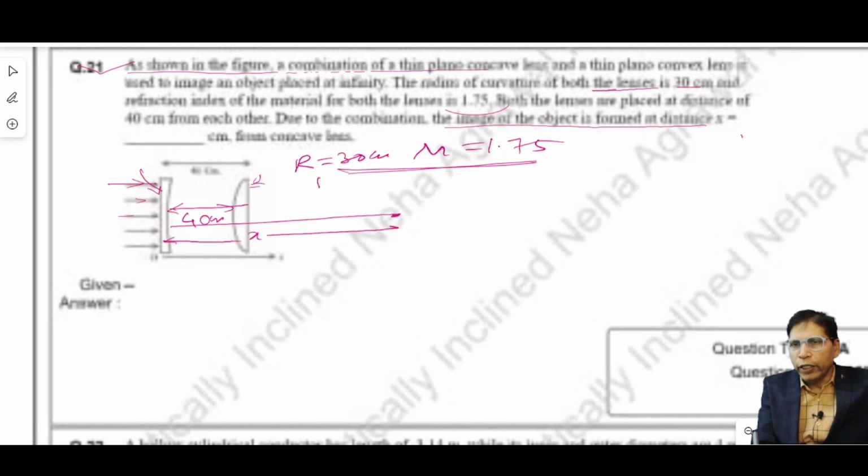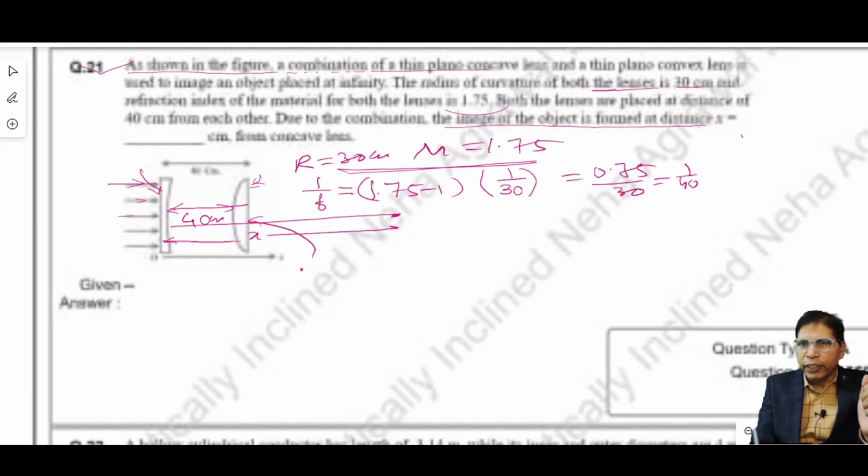So first of all, focal length of each lens will be equal, but focal length of convex lens is positive. So look at this, 1 by f equals mu minus 1 into 1 by r1 plus 1 by r2. This is 1.75 minus 1, into 1 by 30. So this is 0.75 divided by 30. So this is 1 by 40. So focal length of this lens, f equals 40 centimeter, and focal length of this lens, f equals minus 40 centimeter.